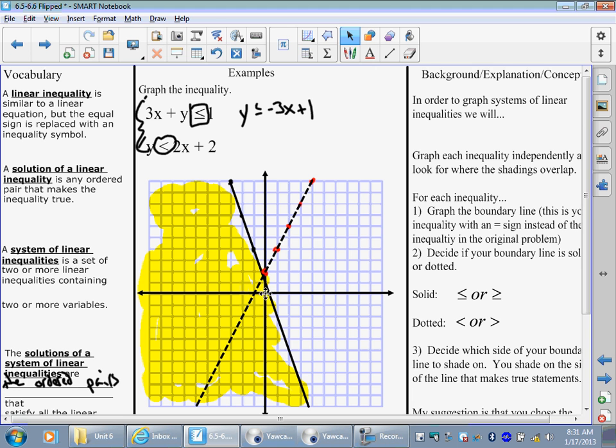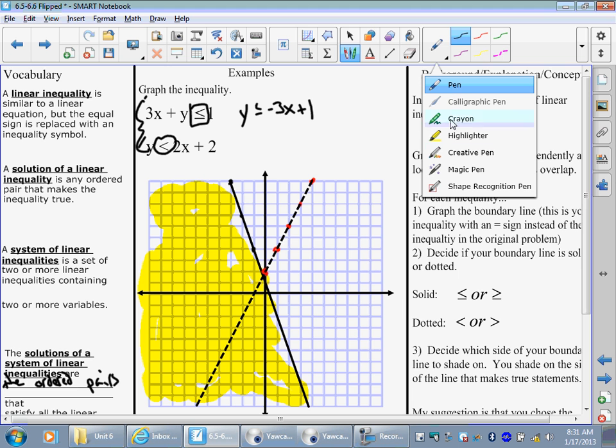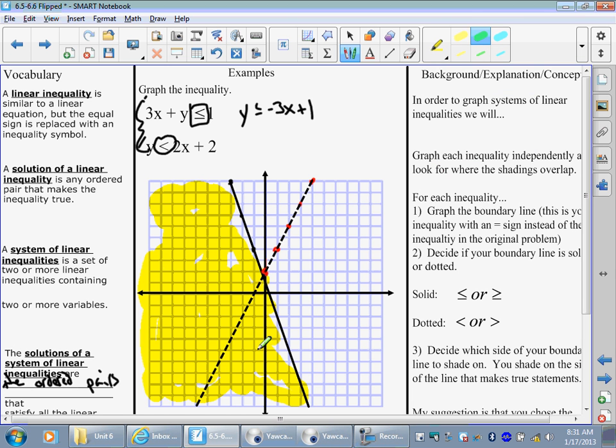So I still need to decide where to shade on this one. And again, I'm going to test the origin, (0, 0). 0 is less than 2 times 0, which is 0. So I get 0 is less than 2. 0 is less than 2 is true. So this side needs to be shaded. So get my highlighter. And this side, let's do green. So everything below here needs to be highlighted green.